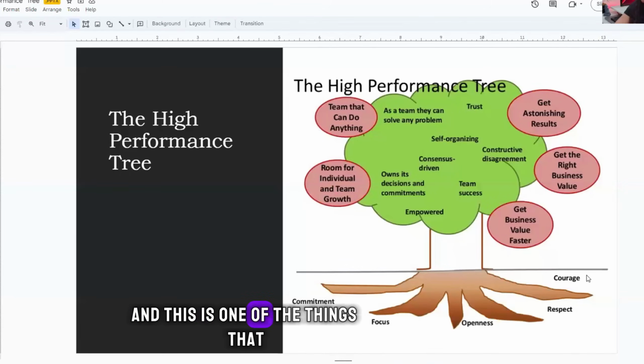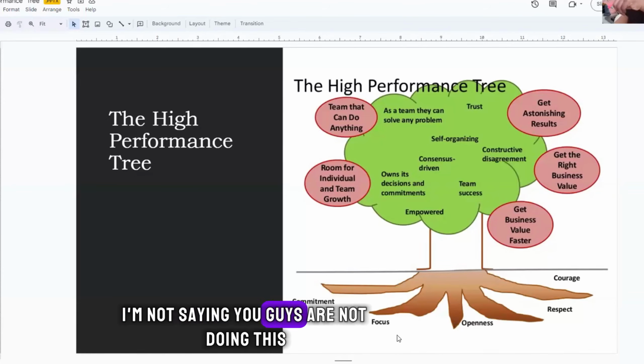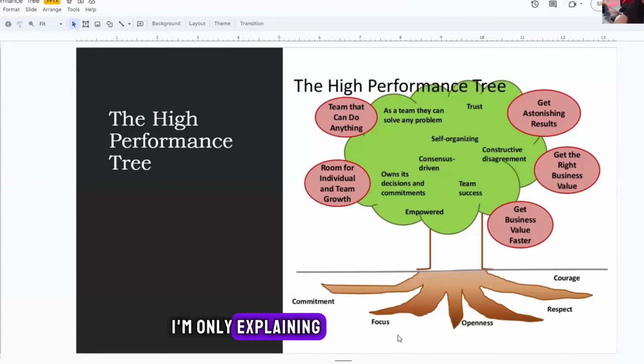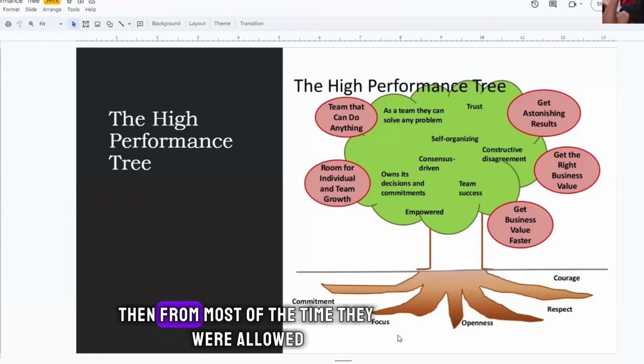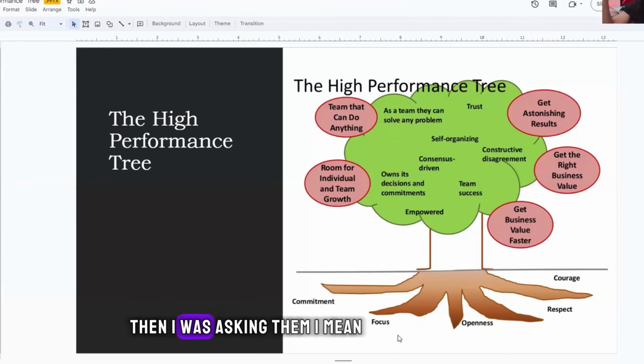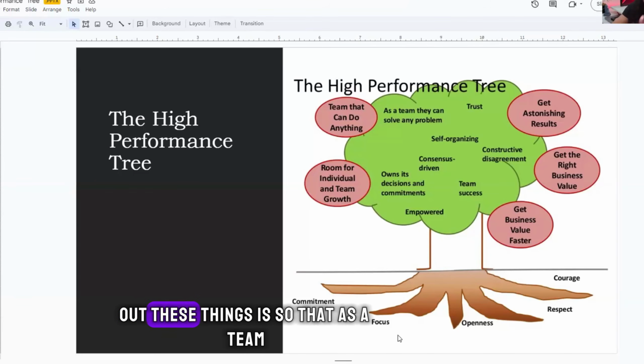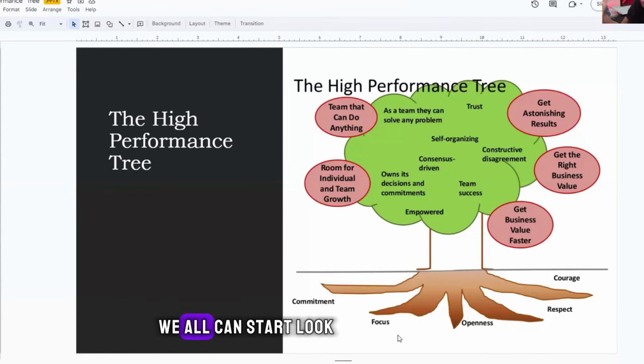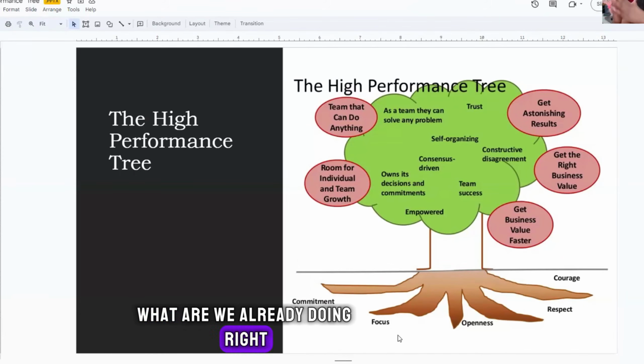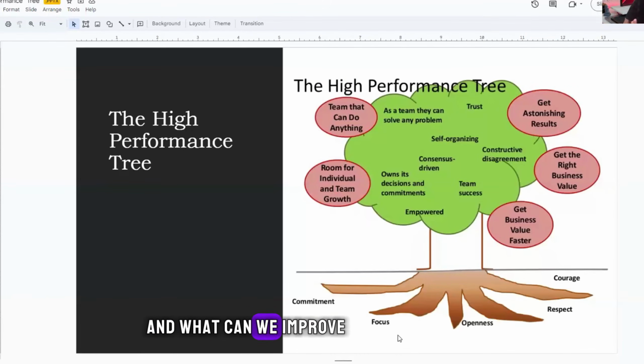And this is one of the things that I address during the resetting phase. I'm not saying you guys are not doing this, you're not doing that. I'm only explaining. Most of the time, it will allow, and then I'll start asking them. I tell them the reason I'm pointing out these things is so that as a team, we can start assessing ourselves to see if this is where we are and what we can improve. What are we already doing right from this values perspective, and what can we improve?